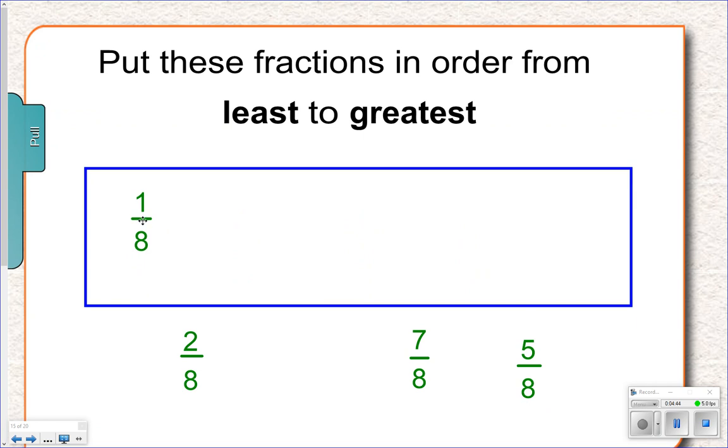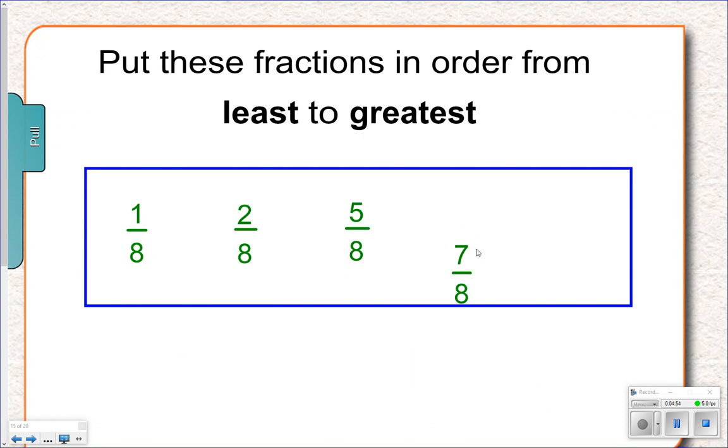After it, we have 2 over 8. After 2 over 8, 5 over 8 or 7 over 8? Yes, 5 is smaller than 7. And the biggest one here is 7 over 8. Easy?